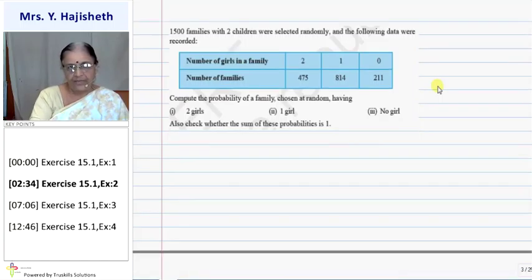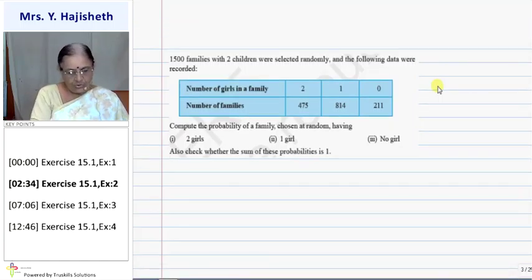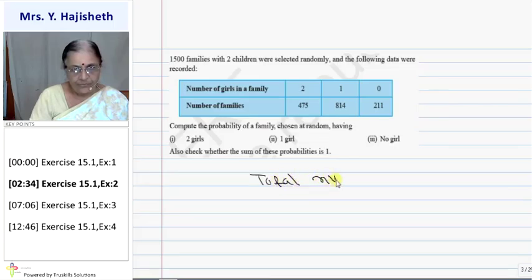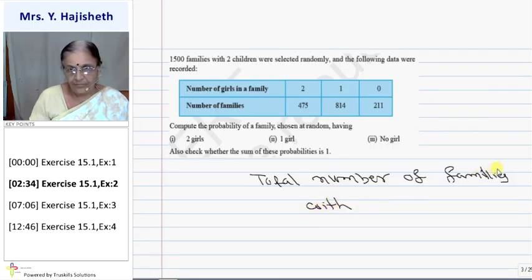Okay? Now see. What to do? Here total number of families with 2 children are 1500 families. Okay.